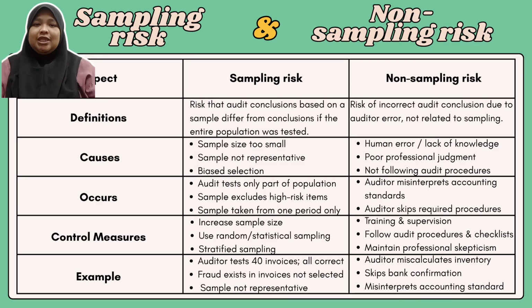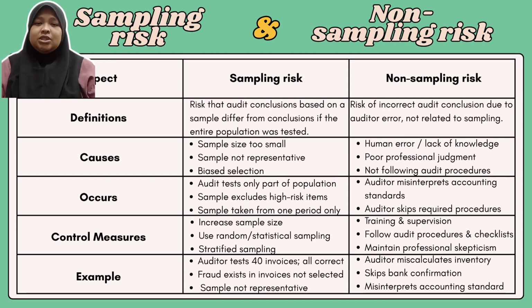Next, I will explain the difference between sampling risk and non-sampling risk in auditing. Sampling risk occurs when the auditor tests only part of a population and the sample does not represent the entire population, leading to wrong conclusions. For example, if the auditor checked 40 invoices from 1,000 and all appear correct, fraud in the remaining invoices may go unnoticed. This risk can be reduced by using random sampling, increasing the sample size, or applying statistical methods.